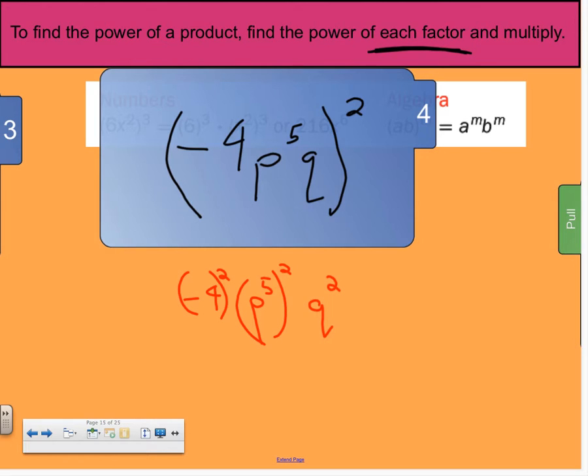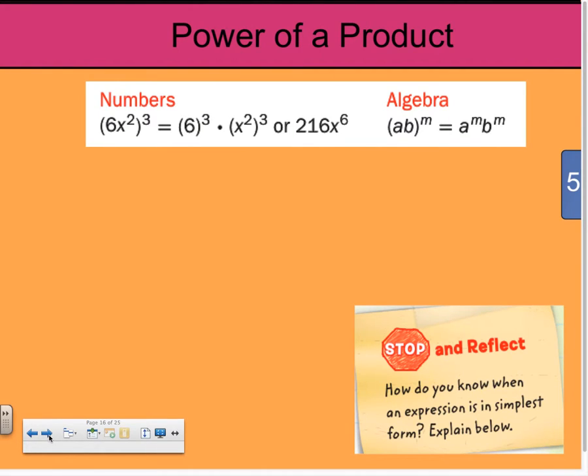Very good. All right. So Devin recognized the 3 factors. He raised the power of 2. Each factor he raised the power of 2. Now if we figure this out, negative 4 squared is 16. P to the 5th raised to the 2nd is what? P to the 10th. Q squared is just Q squared. All right, excellent job.